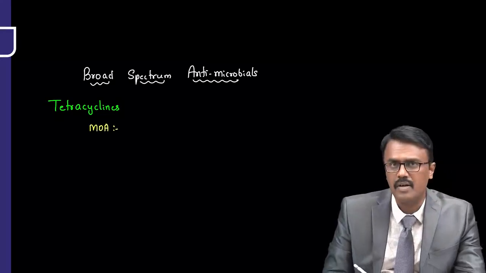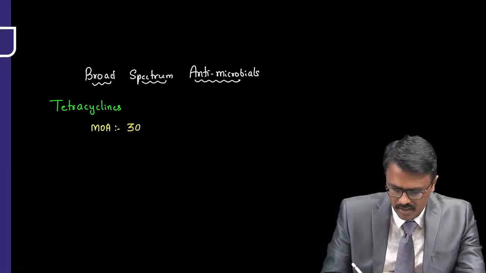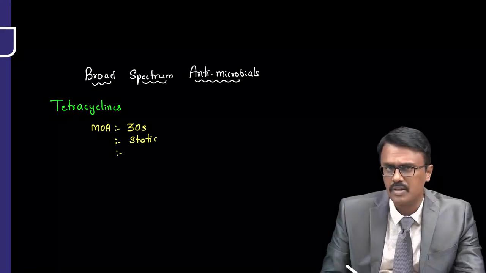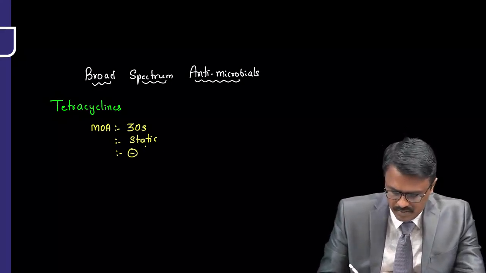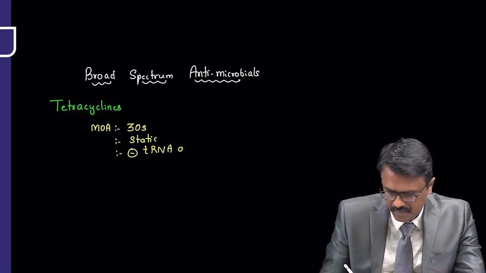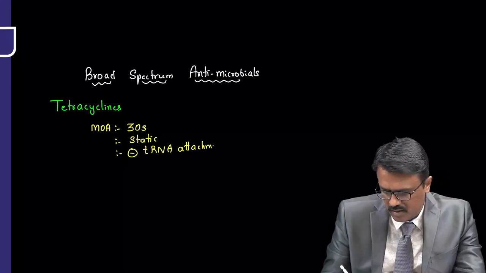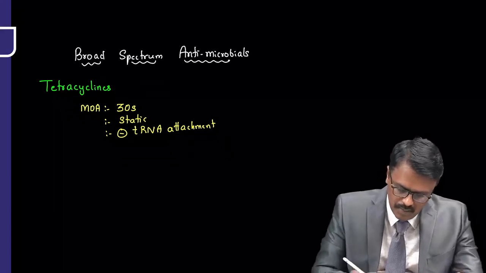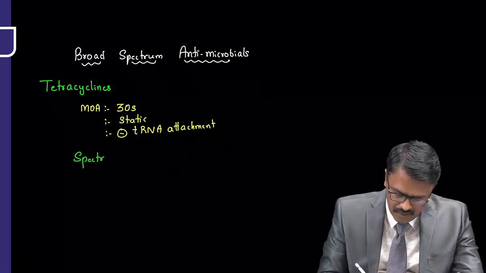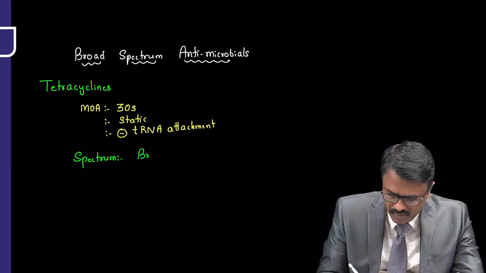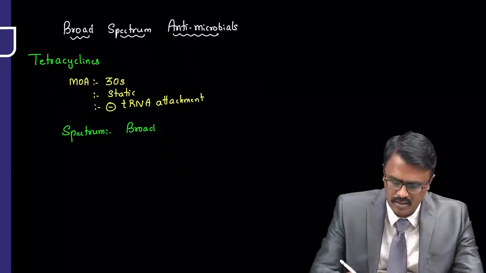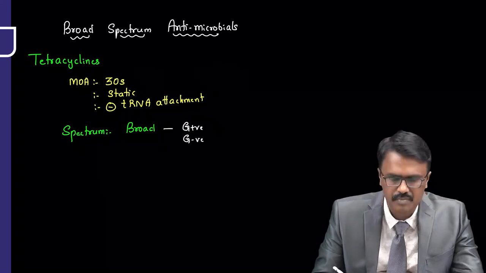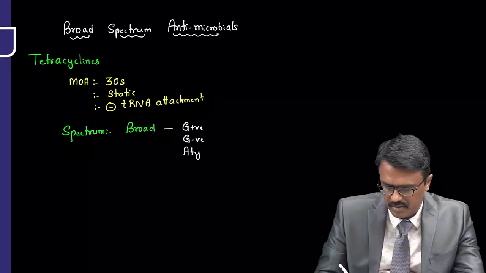So let us recap the mechanism of action quickly. It binds to 30S. Is it static? Yes. Now what step in protein synthesis does it inhibit? It inhibits the tRNA attachment. So it is mainly a protein synthesis inhibitor. That is the first thing you have to keep in your mind. So coming to the spectrum, we told it's broad spectrum. Now why is it broad? Because it can cover the gram positive, it can cover the gram negative, it can cover atypical bacteria.